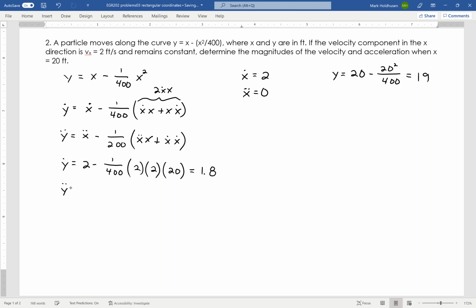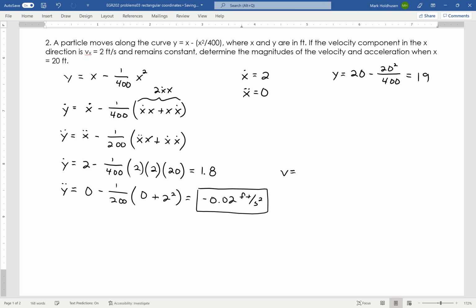I can do the same thing with y double dot. I know that y double dot is x double dot minus 1 over 200. I've got an x double dot, so the first term goes to 0, and then I've got x dot squared, which is just plus 2 squared, and from that I get a negative 0.02 feet per second squared. Again, x double dot is 0, so this y double dot is the only acceleration that I have, so I can go ahead and put that in there.